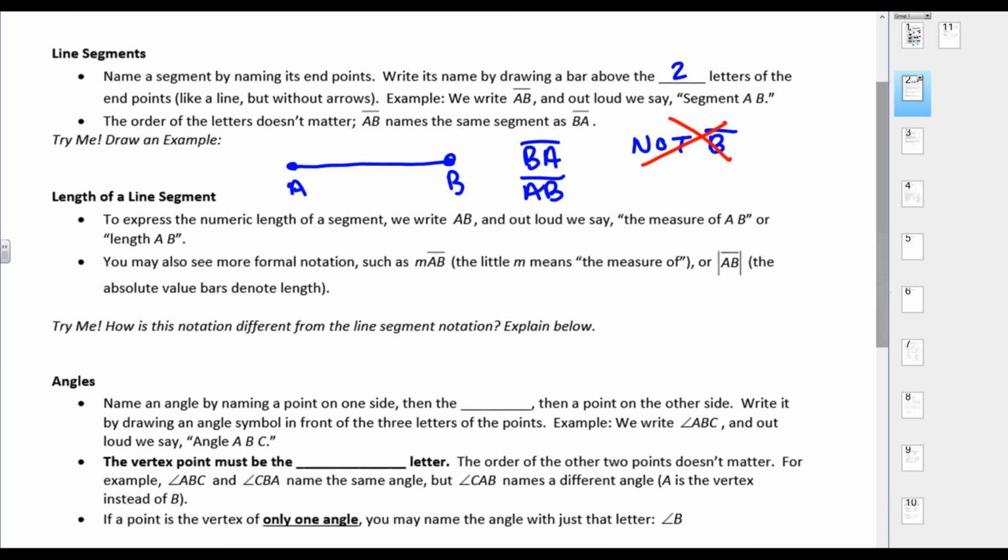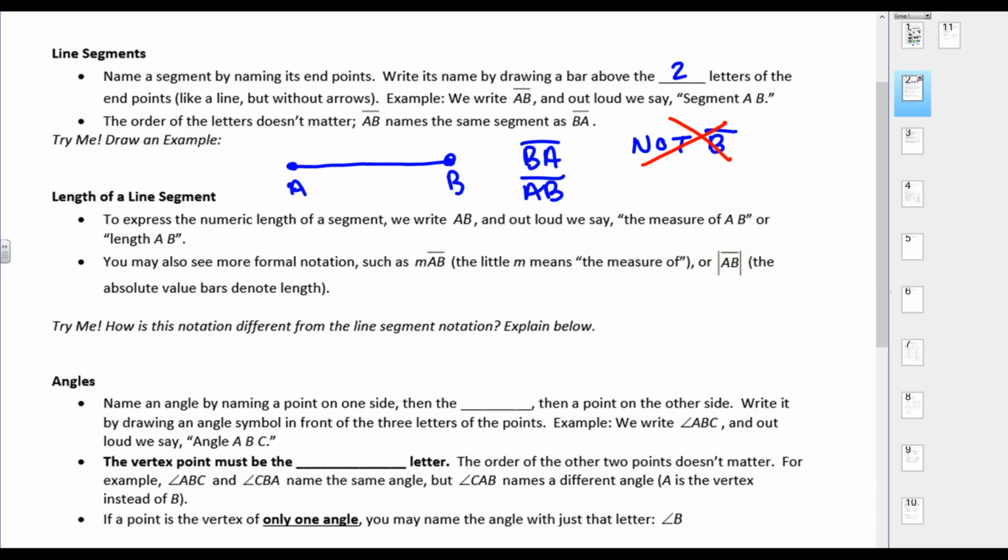We have line segments, and we also talk about lengths of line segments, and we actually have different notations for the length of the line segment and the actual object that is the line segment. If I write AB with no bar, just like right there, we would say out loud the measure of AB or length AB. You can sometimes see more formal notation such as M of AB bar, which means the measure of AB, or absolute value, AB with a bar over it. Absolute value bars denote length.